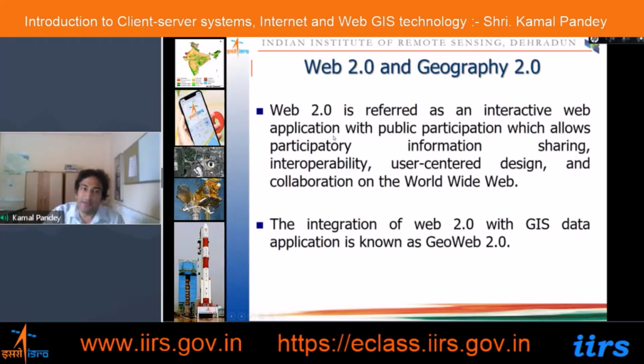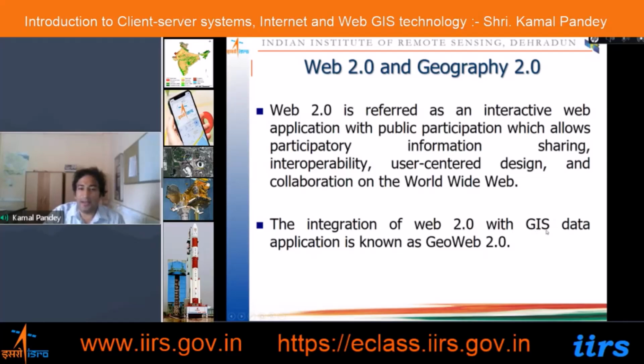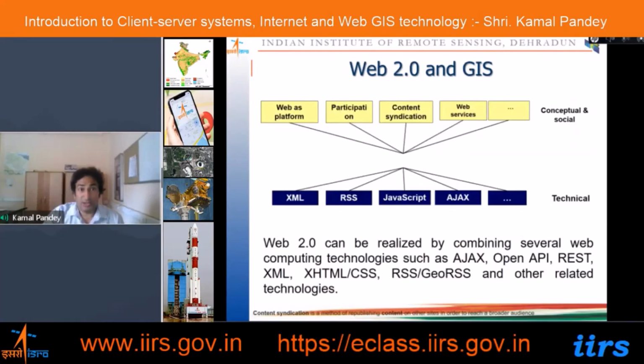So, this has all coined a new term which we call Geography 2.0 or GeoWeb 2.0. The integration of web and GIS data applications is known as GeoWeb 2.0. So all those things have come directly into your geographical environment. Some important components of WebGIS or Web 2.0: it can act as a web platform. Now the internet is acting as a platform.